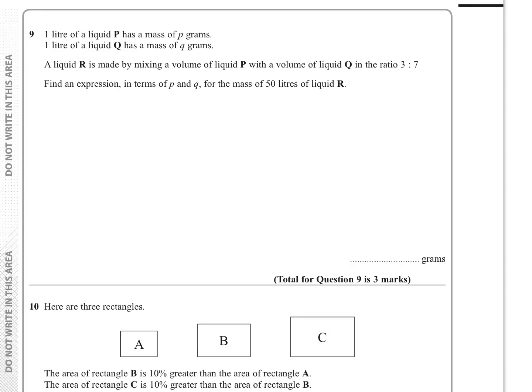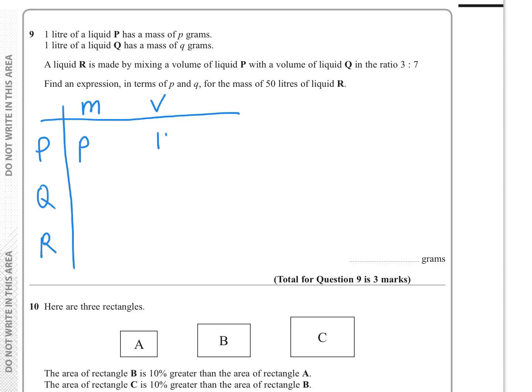Question 9. I find this question quite difficult, so I might just draw a little table to help me here. If we have liquid P, liquid Q, and liquid R, we know that the mass of liquid P for 1 litre is P grams. So if we just write 1 litre here, that's P grams. And for liquid Q, the mass is Q grams for 1 litre. Then we're most of the way there, I think, because we've got to look at the ratio 3:7.